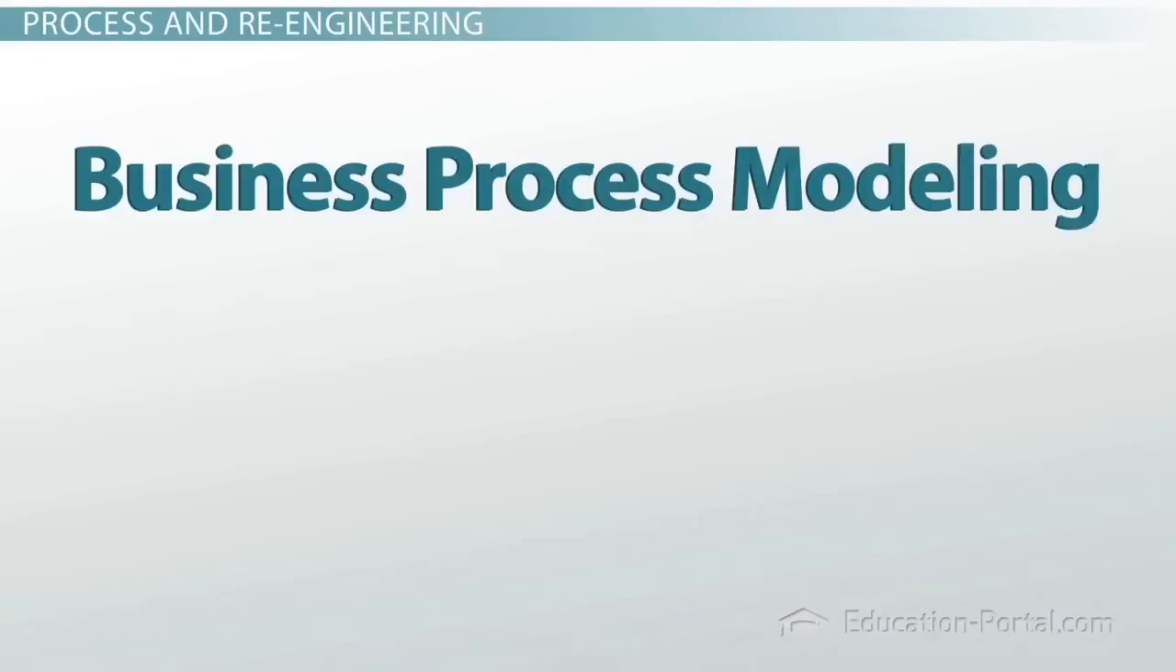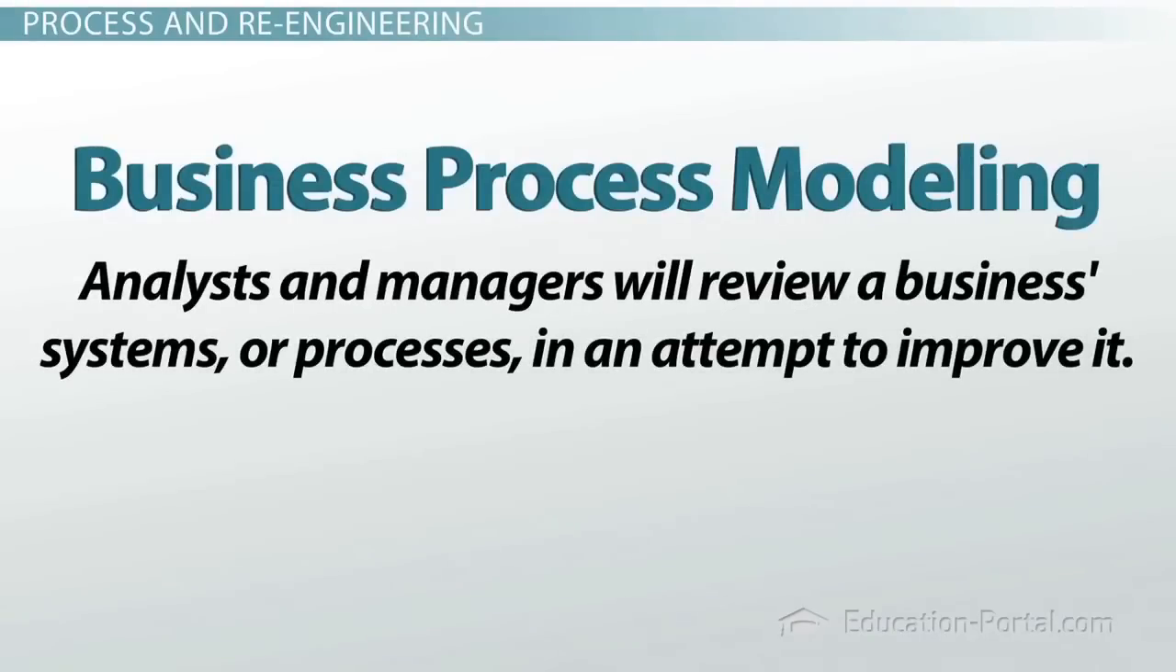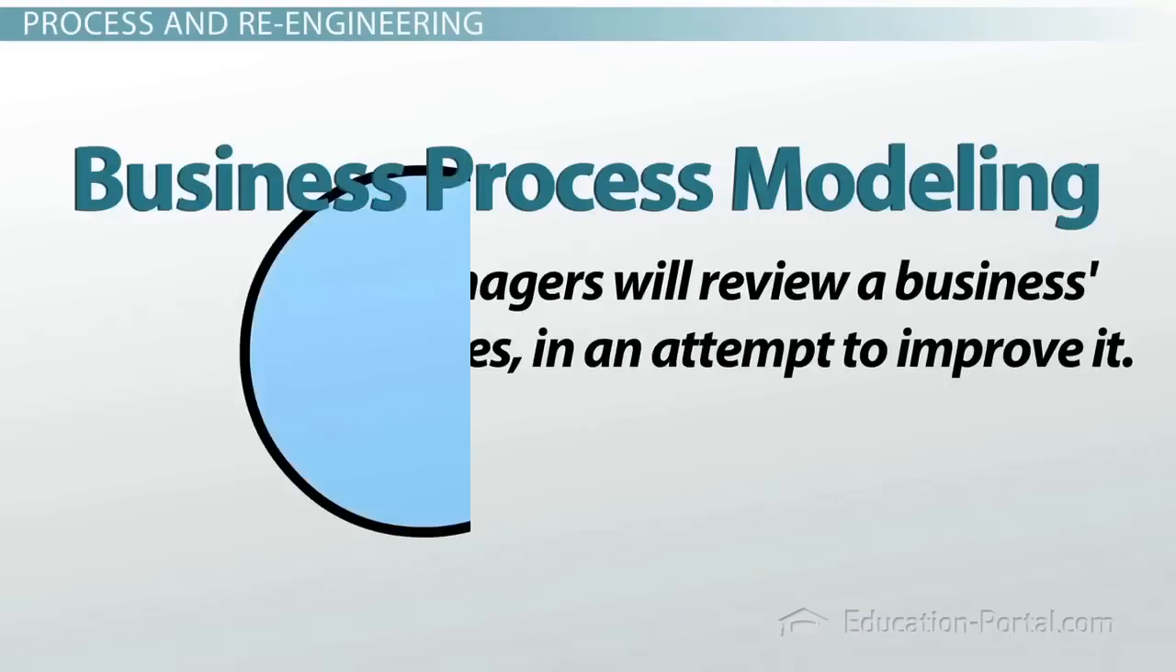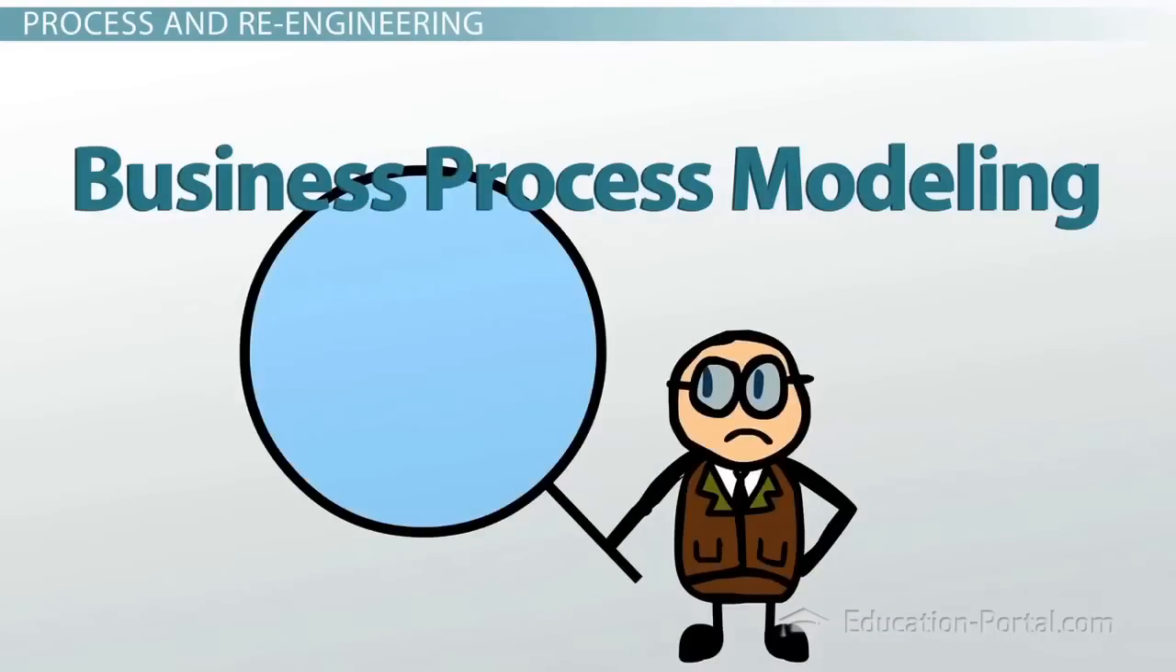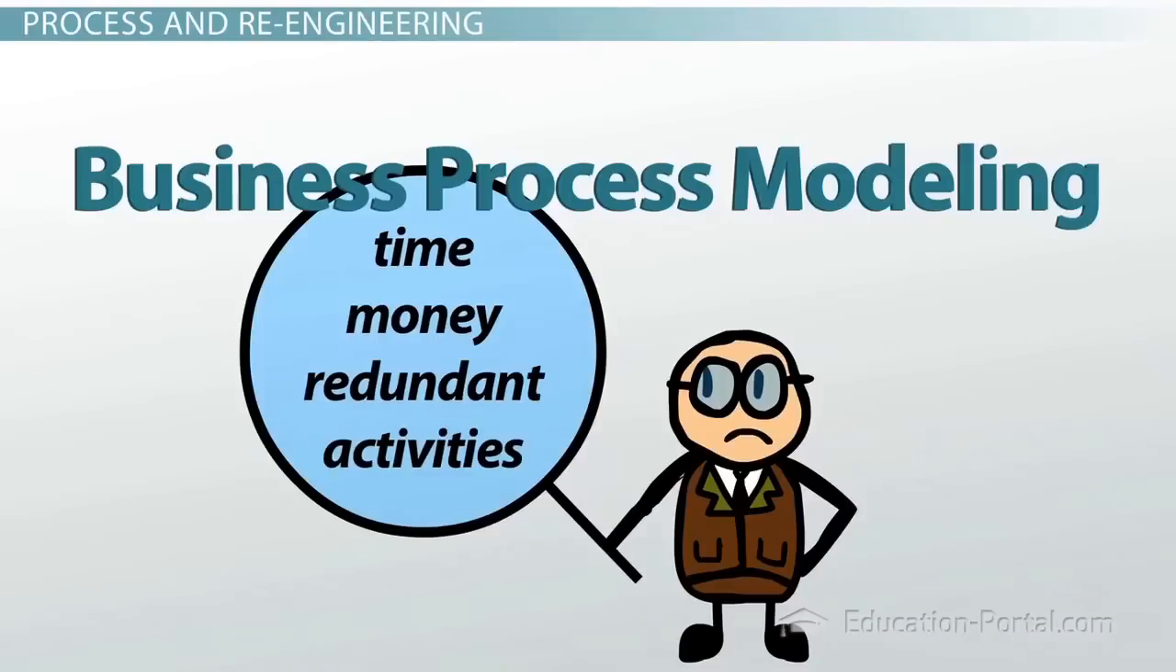Precursor to process reengineering is business process modeling, when analysts and managers will review a business's systems or processes in an attempt to improve them. They'll look at how a process is affecting time and money for the company. They'll also review activities that may be replicated in different departments.